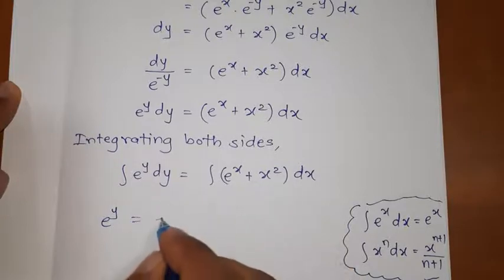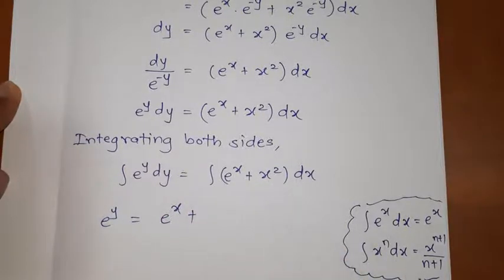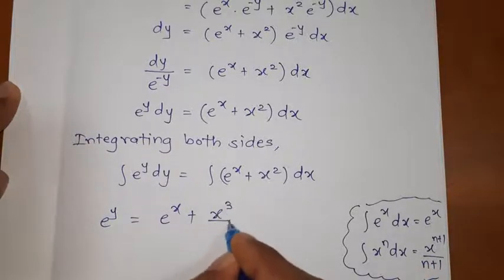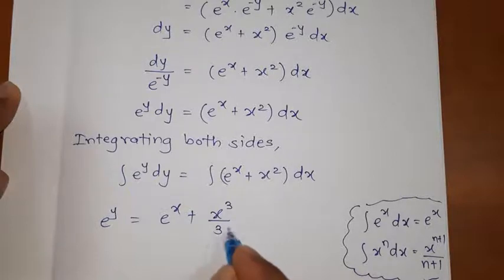Integration of e raised to x is e raised to x, and integration of x square, for x square I can apply this formula. At a place of n we have a 2, so integration of x square is by this formula x raised to 2 plus 1, that means x raised to 3 divided by 2 plus 1, that is 3, plus c. So this is the required solution of the given differential equation, right?